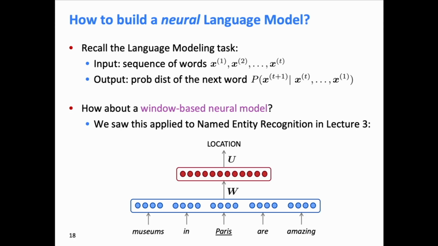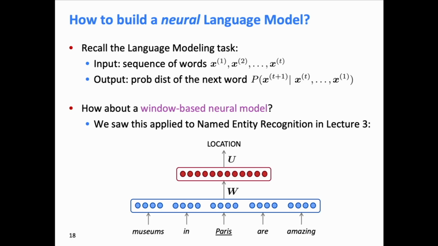OK, so when we think about what kind of neural models we have met in this class so far, we've already met window-based neural models. And in lecture 3, we saw how you could apply a window-based neural model to named entity recognition. In that scenario, you take some kind of window around the word that you care about, which in this example is Paris. Then you get the word embeddings for those, concatenate them, put them through some layers, and then you get your decision, which is that Paris is a location, not a person or an organization. So that's a recap of what we saw in lecture 3.